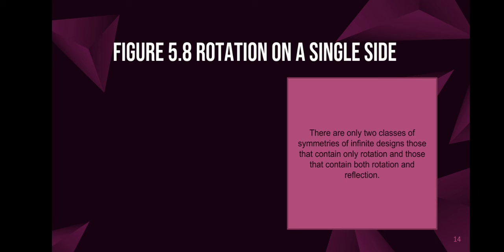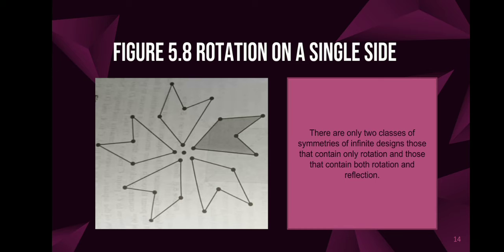Figure 5.8, rotation on a single side. Thus, the square has 8 symmetries: 4 reflection and 4 rotation. Interestingly, it is Leonardo da Vinci, renowned in the field of visual arts, who is credited for the discovery that there are only 2 classes of symmetries of finite design: those that contain only rotation and those that contain both rotation and reflection. The square contains both rotation and reflection, but the picture shown contains only rotational symmetry.